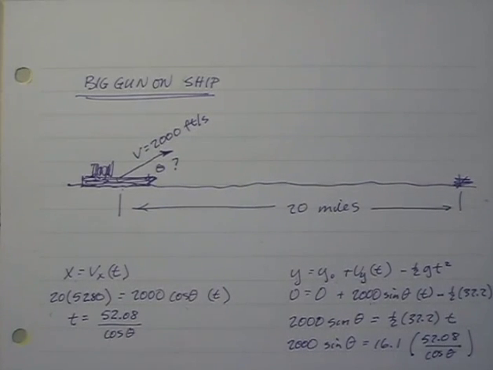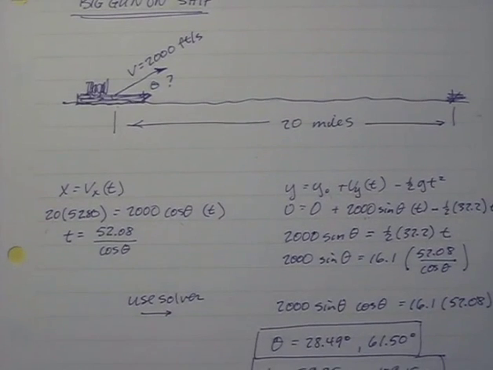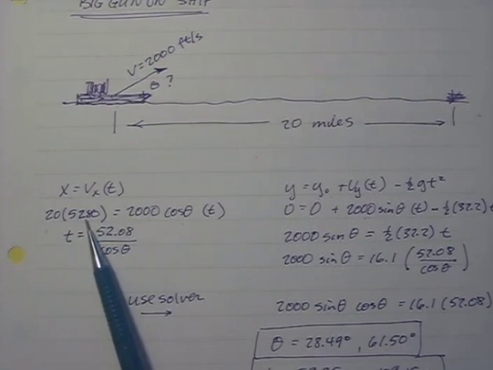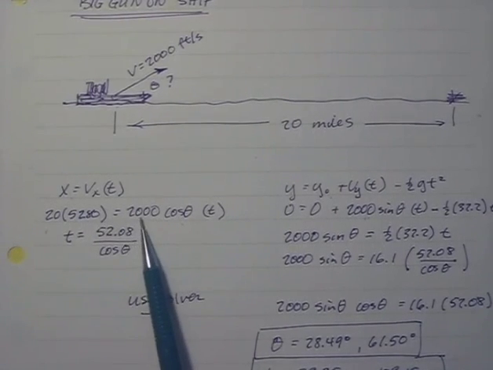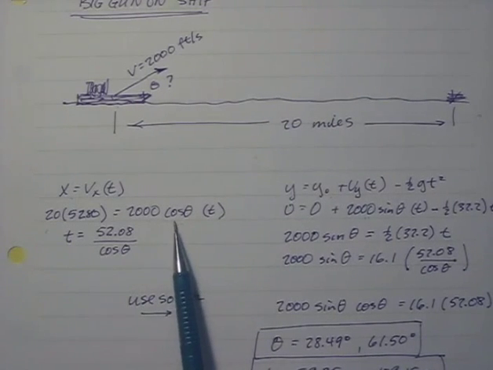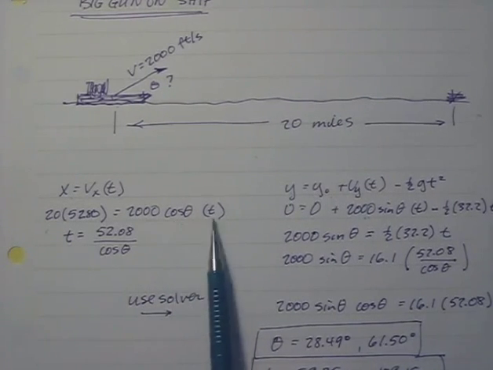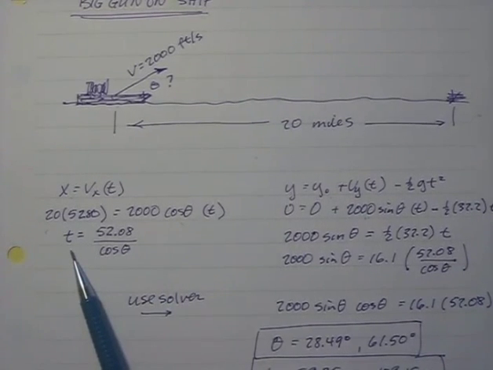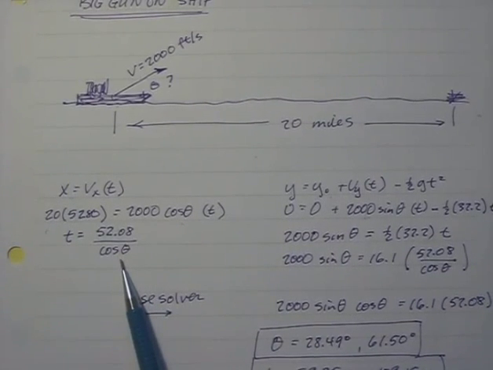So again, we'll start with our standard equations. X is equal to Vx times time, so he's going 20 miles times 5,280 feet per mile equals Vx, so its velocity is 2,000 feet per second times the cosine of theta. Don't know the time yet. So I can simplify this and put this in terms of time. Time is equal to 52.08 divided by the cosine of theta.